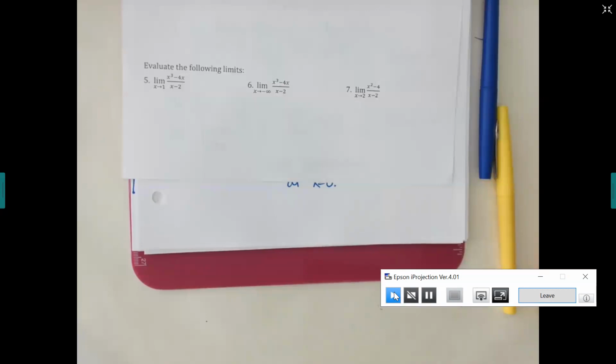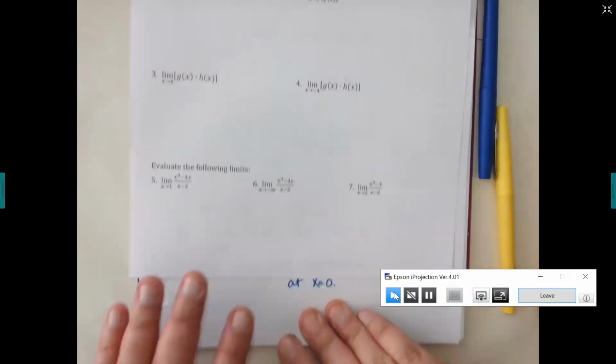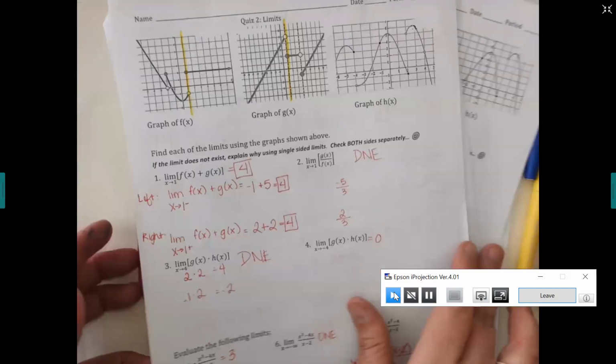You're doing these on your own for now. I don't think so. I thought it came out to like 5. No, 3. So did you plug in X approaching 1? So on top, what's 1 cubed? Minus 4? -3, right? So the top is a -3.